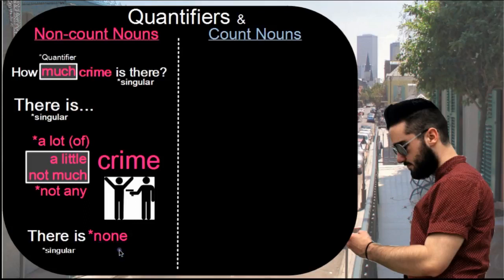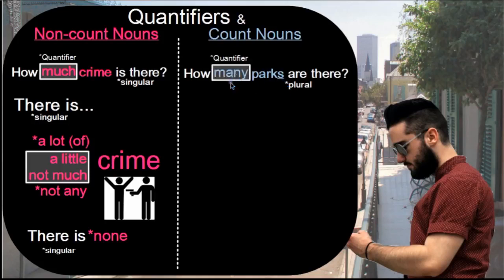Very good. Now time for the count nouns. In the question, when we want to know the quantity or the amount of a count noun, for example, parks, we use the quantifier many. How many parks are there? Notice the plural form because parks is plural. Only use many for the question when you're asking about the quantity of a count noun.